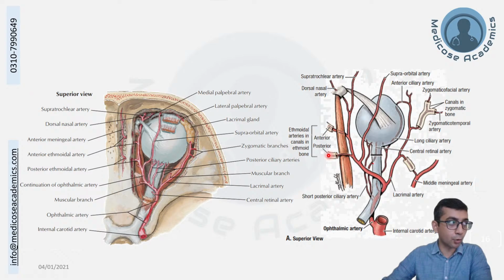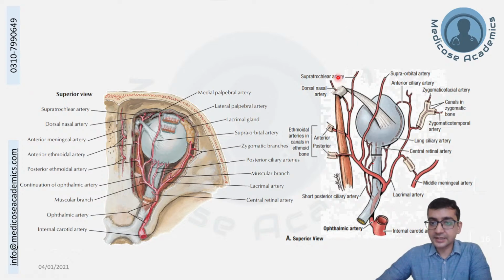They will have a similar course. The anterior will go to the anterior cranial fossa and then down to the nose also. And as it exits the orbit below the trochlea, it does not have the same name. Here the artery name is dorsal nasal artery.